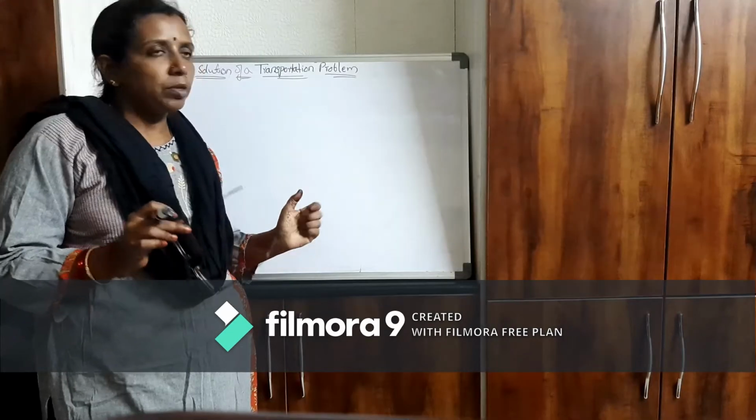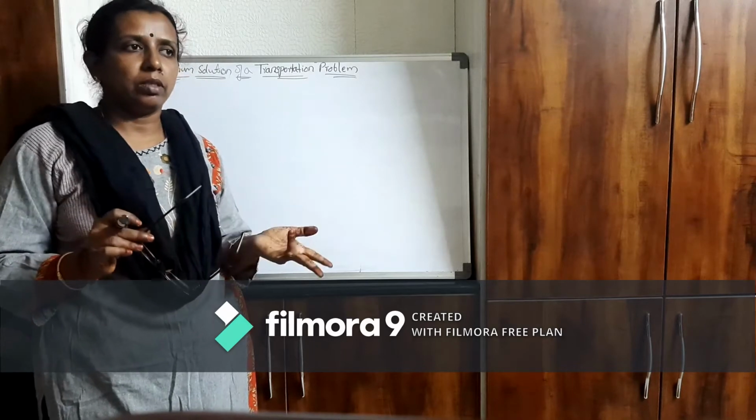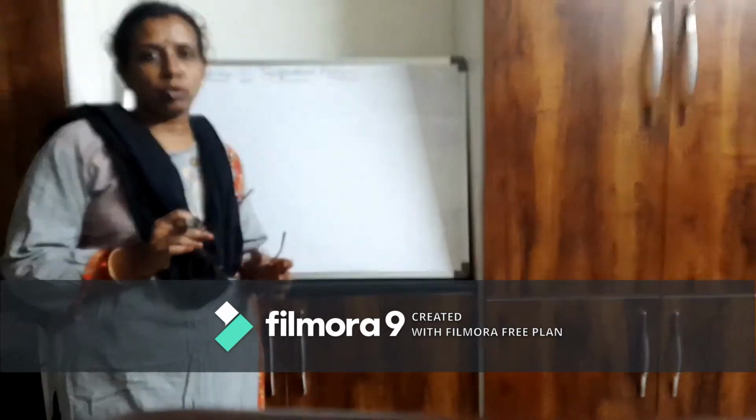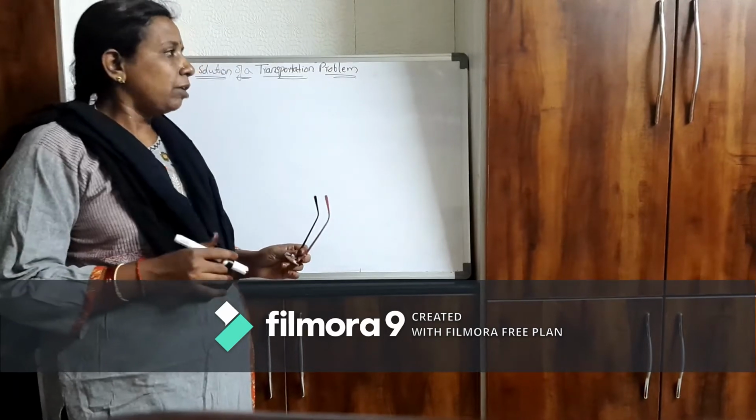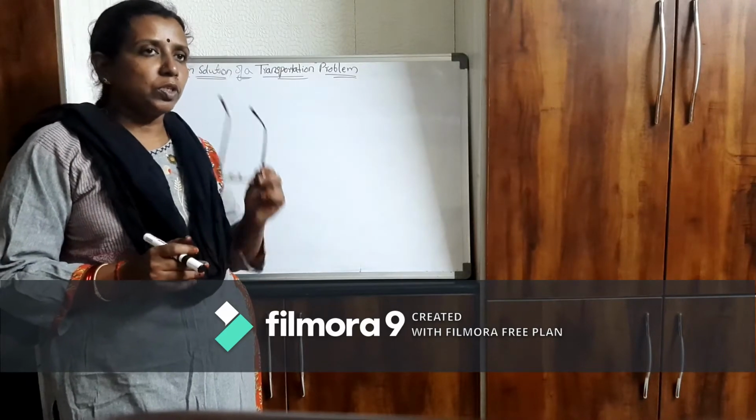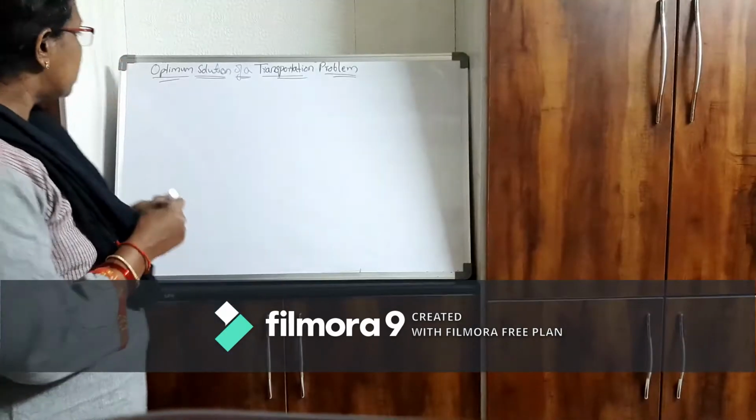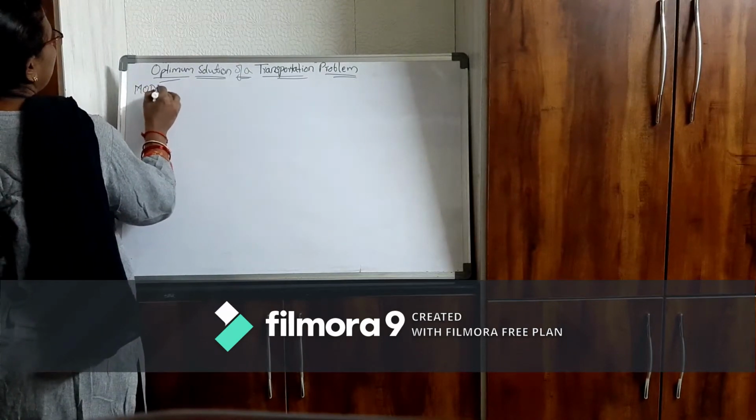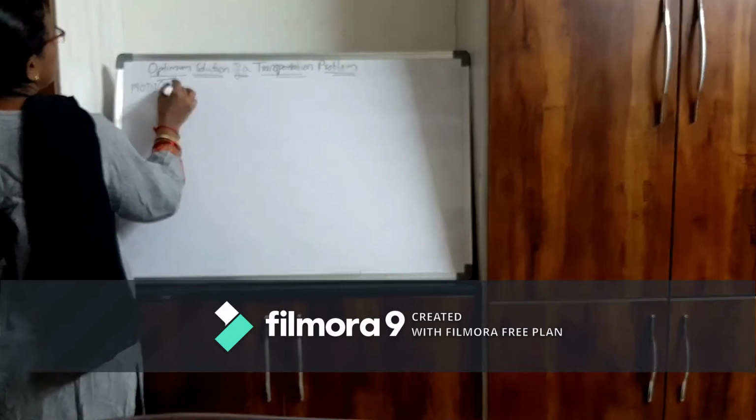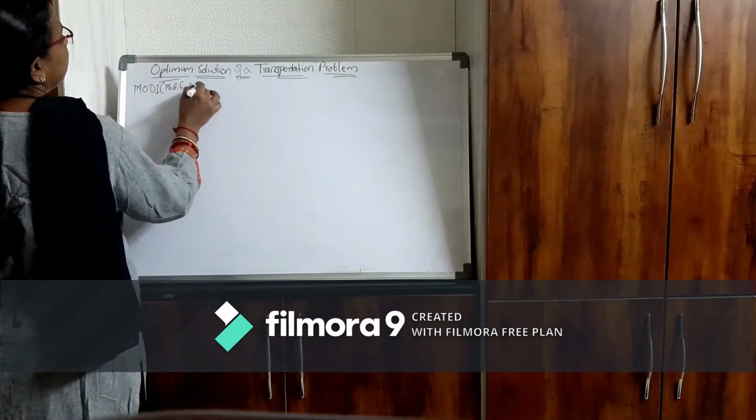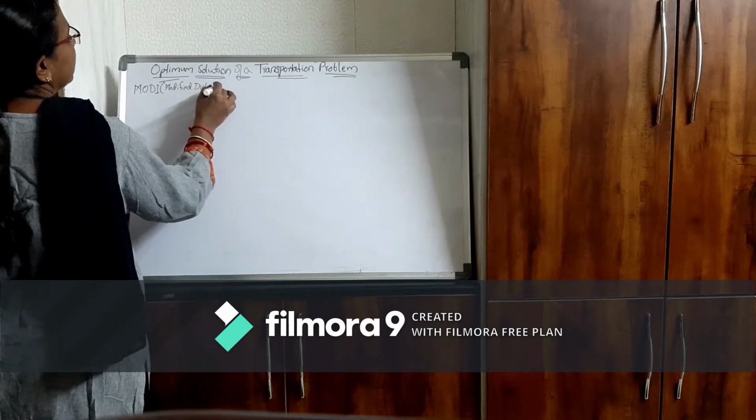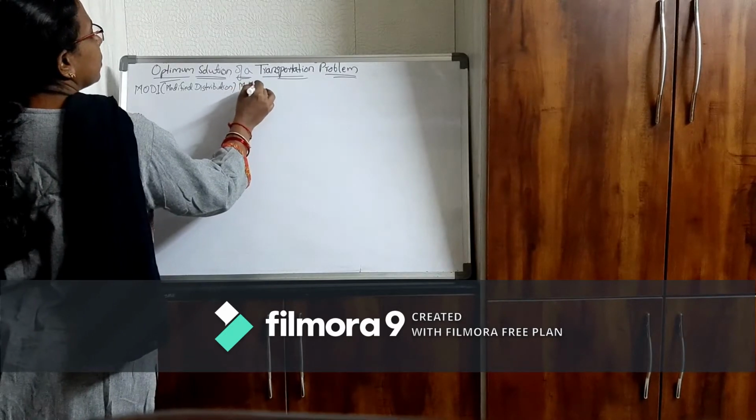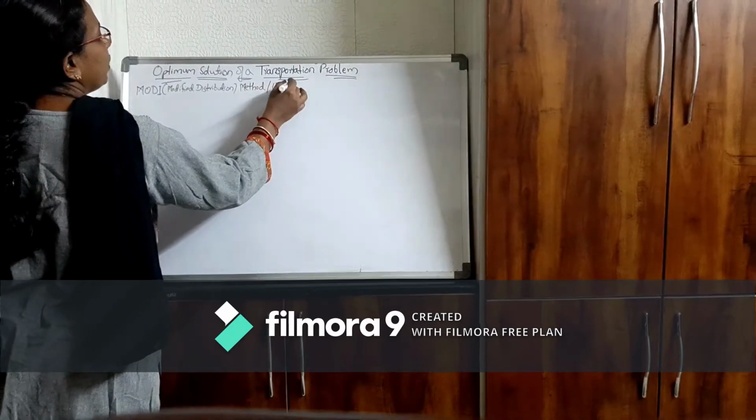Okay, so to find the optimum solution of a transportation problem, you have two methods. One is Modi method, or it is called as UV method. Another one is stepping stone method. So in today's session, I will be telling you how to find optimum solution using Modi method. This is called as MODI, Modi method, or modified distribution method, or it is also called as UV method.